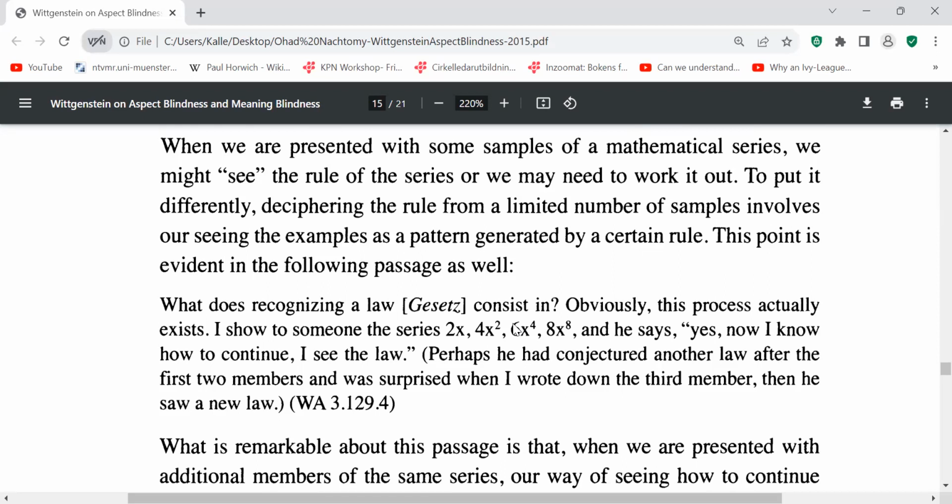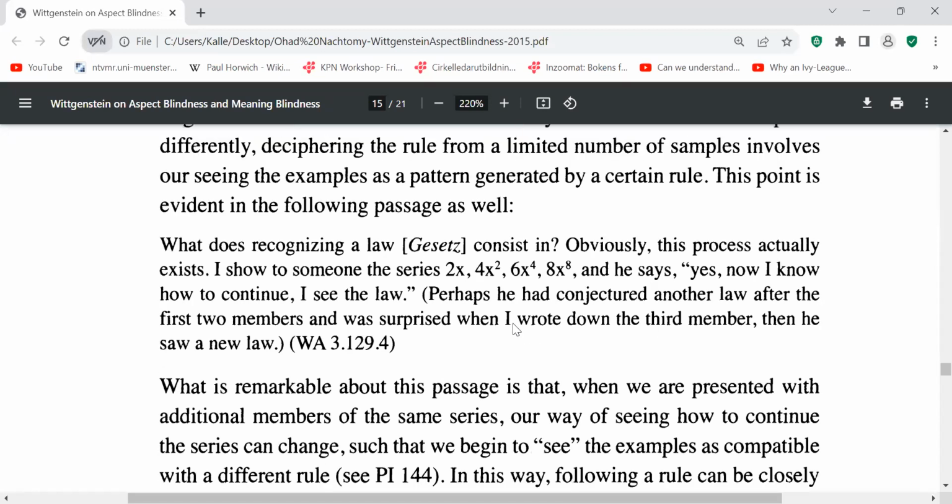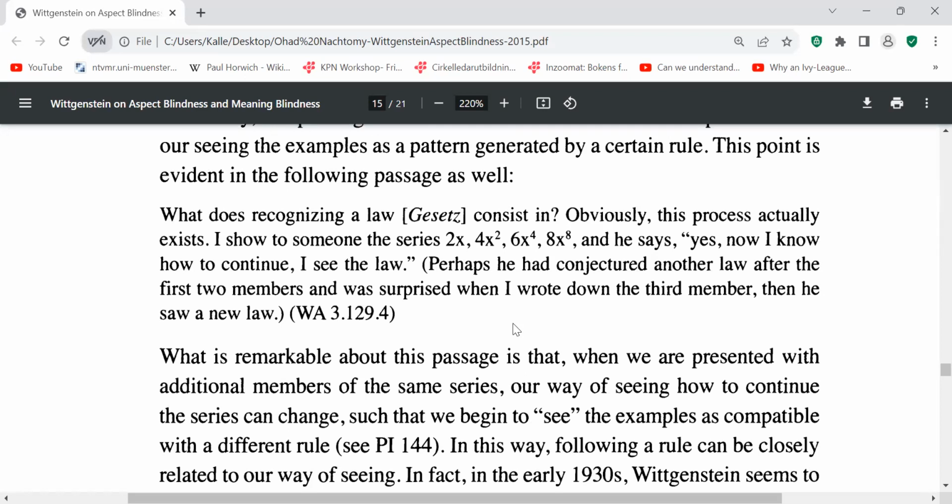When we are presented with some samples of a mathematical series, we might see the rule of the series, or we may need to work it out. To put it differently, deciphering the rule from a limited number of samples involves our seeing the examples as a pattern generated by a certain rule. This point is evident in the following passage as well.